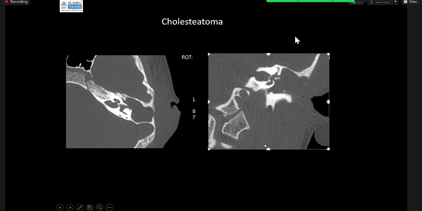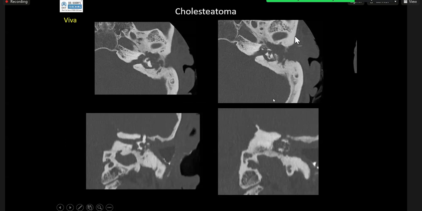They can destroy everything. Please remember that they can destroy the whole of the internal ear, and the patient might not have presented. So here you can see this cholesteatoma which is causing a lot of bony erosion, and look at the fistulization of the lateral semicircular canal.